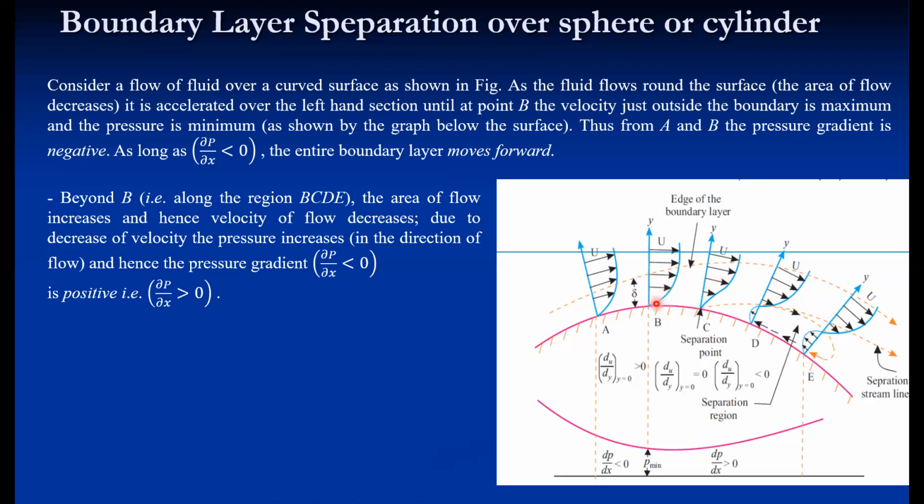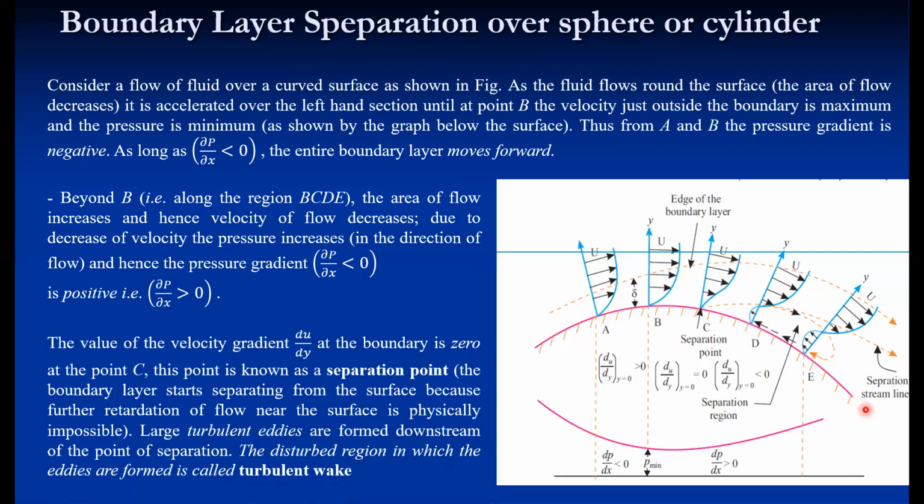Hence the pressure gradient: if you measure the pressure here and the pressure here, the pressure here is more than the pressure at B, so the pressure gradient is positive. The pressure gradient is P2 minus P1, that is positive. So ∂P by ∂X is positive.